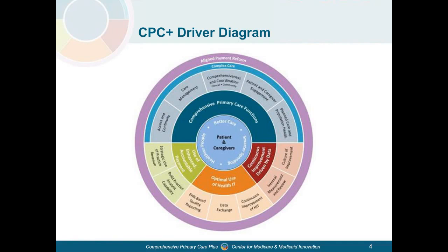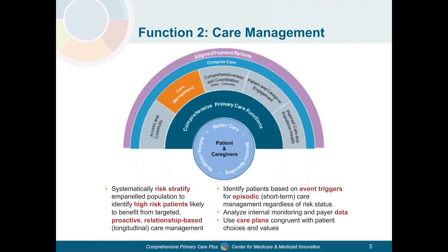So if we look at care management on the next slide and describe that at a high level, we're really talking about care management for high-risk, high-needs patients as a hallmark of comprehensive primary care. Within this function, we're asking practices to identify high-risk and high-needs patients to provide care management support in two different ways. The first is through risk stratification of your empaneled population to identify patients that are most likely to benefit from targeted, proactive, relationship-based care management. In this model, we're referring to that type of care management as longitudinal care management.